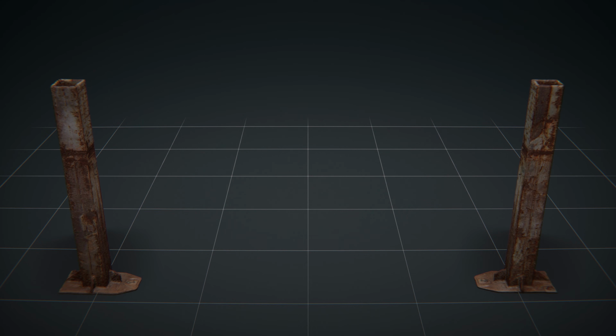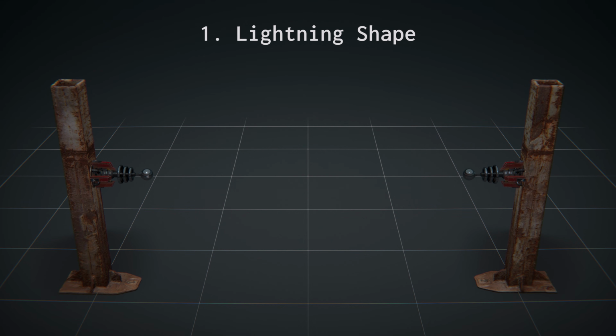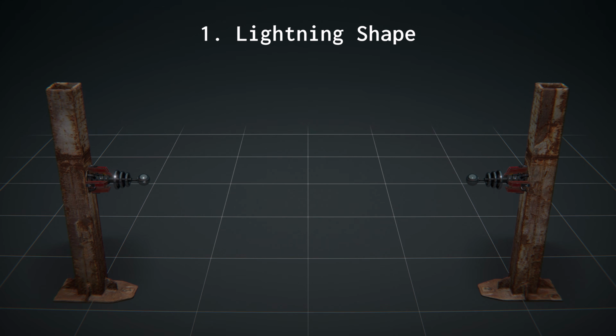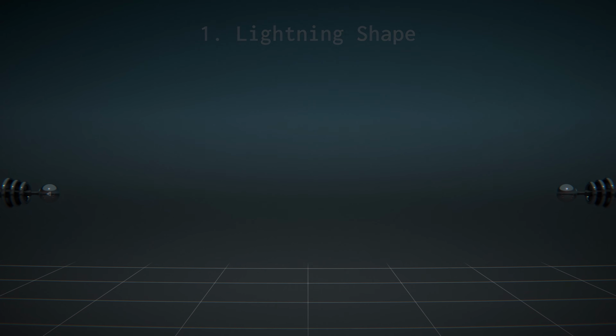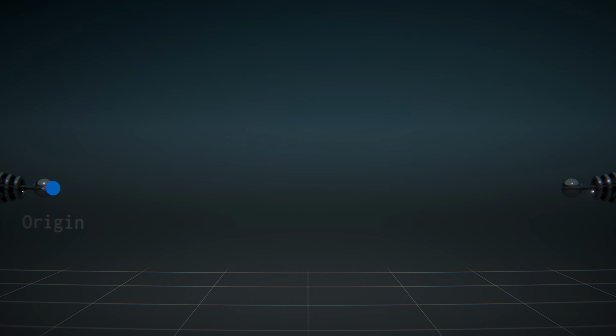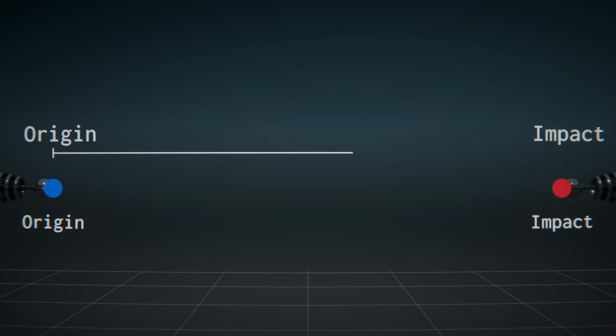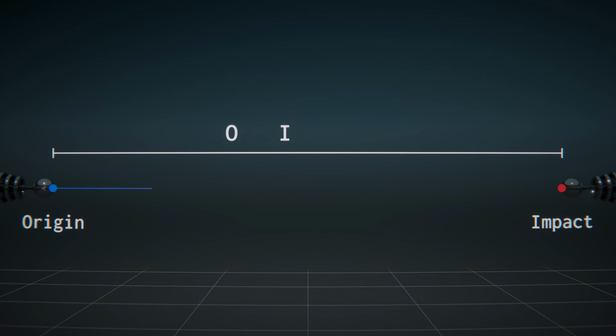The first step for procedurally creating a lightning bolt is to construct the shape of the lightning. And here's how we're going to do that. First, we're going to add 2 points, one for the origin and one for the impact point of the lightning. Let's connect them and name this connection as the OI segment.